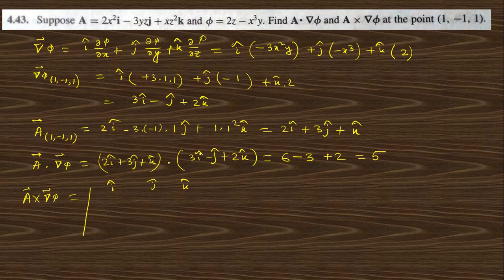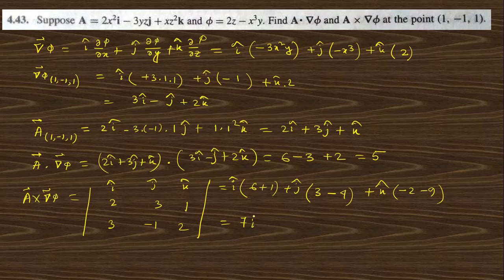A vector is nothing but (2, 3, 1), and grad phi is (3, -1, 2). So what is the value? That is i cap (6 - 1 + 1) + j cap (3 - 4) + k cap (-2 - 9). So this will become 7 i cap - j cap - 11 k cap. Okay, this is the solution of this question. Go to the next question.